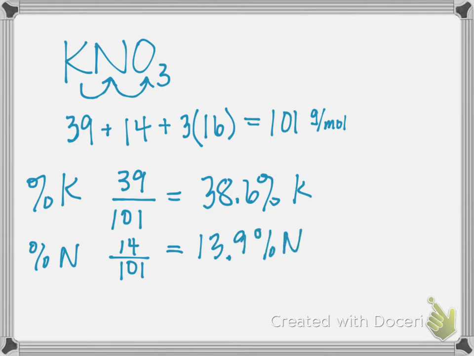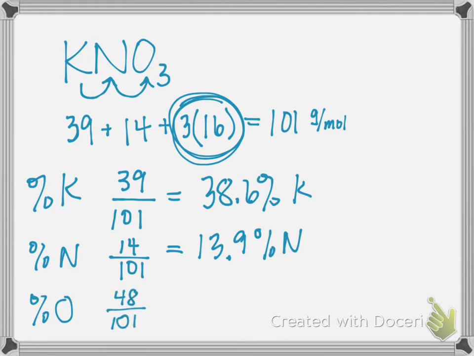Are you seeing that in your calculator, you're getting a decimal, but I'm just multiplying it by 100 right away? Okay. And then for oxygen, do I take 16 divided by the total? No. I have to take all of oxygen's mass in this compound and divide it by the total. So that would be 48 divided by 101. 47.5% oxygen.